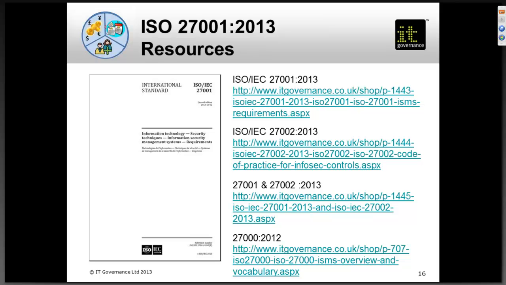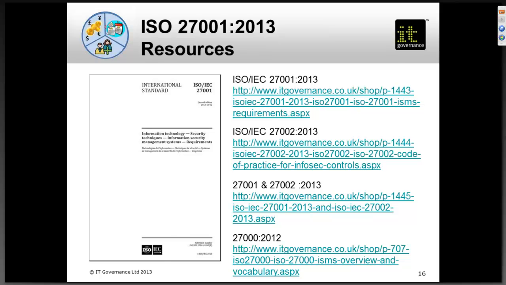27000:2012 defines a common language for information security management systems. It gives definitions for each of the terms used in the 27000 family of standards, and it provides an overview of information security management systems. Relatively generic, or as generic as the other ISOs, applying to any organisation of any size, indeed, located in any area of the globe.